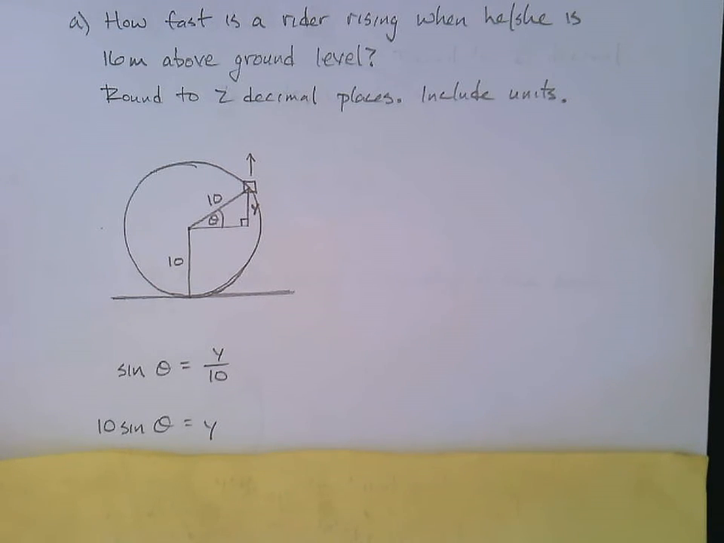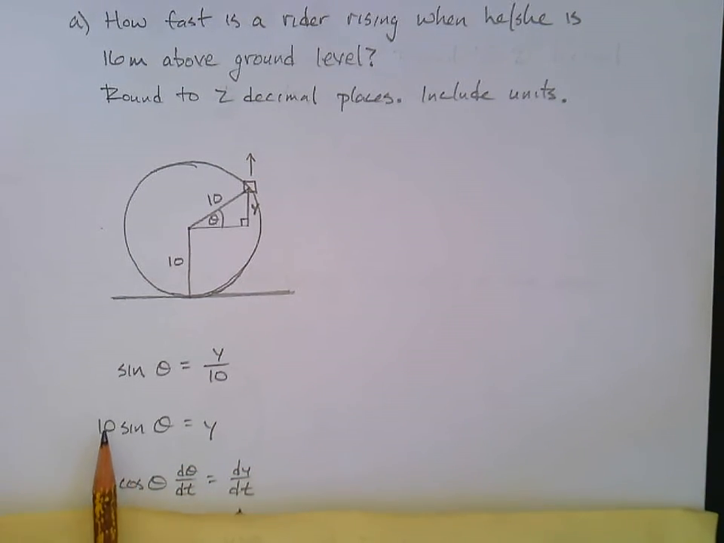Now, let's take the derivative of both sides with respect to t. Okay, so with respect to t, what's that going to do? Well, on this side, we'll have 10 cosine theta, but then we need that chain rule on theta, so we're going to multiply by d theta over dt. And on the right side, the derivative with respect to t is simply dy over dt. Okay, looking good.